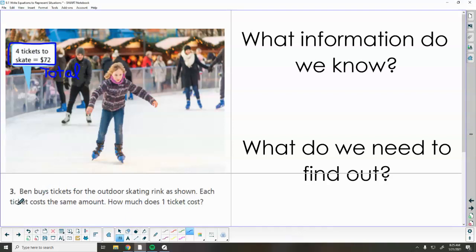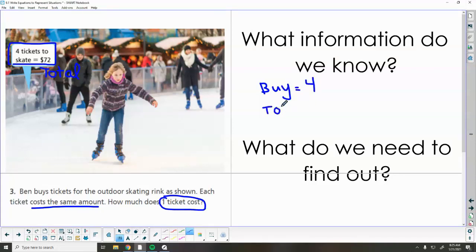So each ticket costs the same amount. So no matter who is skating, they had to pay the same amount. And we want to know how much one ticket costs. So first, let's figure out and write down what do we know. So how many tickets did Ben buy? So he bought 4 tickets.